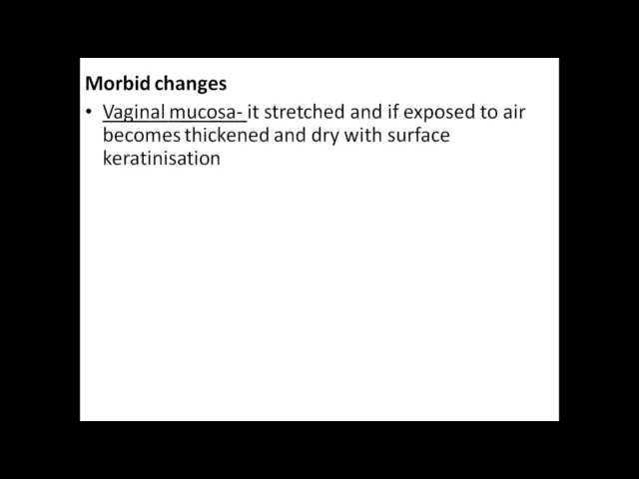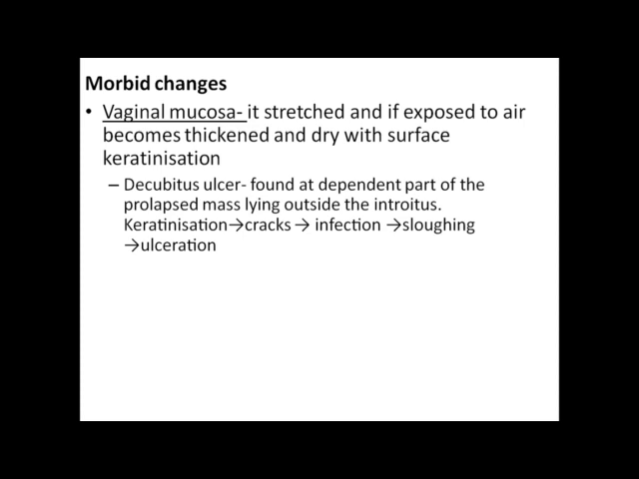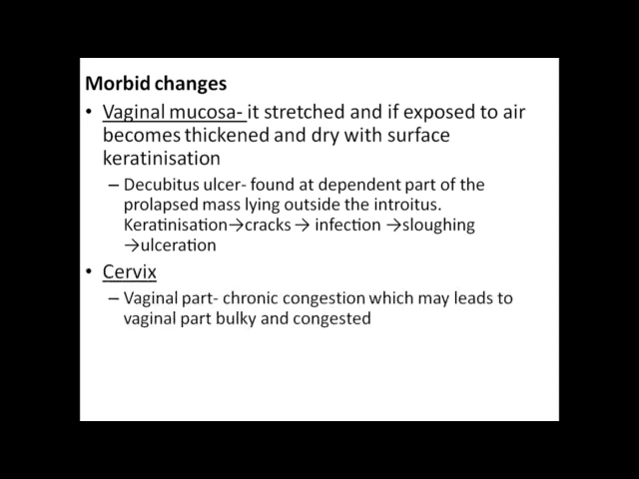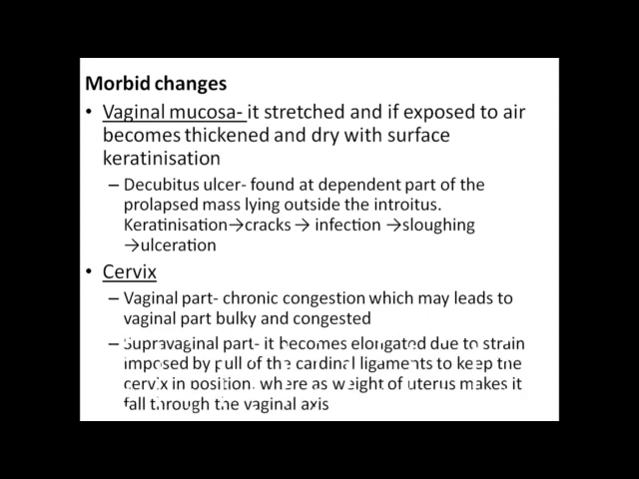Morbid changes in the vaginal mucosa. It is stretched and if it is exposed to air, becomes thickened and dry with surface keratinisation. Decubitus ulcer found in the dependent part of the prolapse mass lying outside the introitus. Keratinisation leads to cracks, which leads to infection and sloughing and ulceration. Cervix, vaginal part, chronic congestion which may lead to the vaginal part becoming bulky and congested. Supravaginal part, it becomes elongated due to strain imposed by the pull of the cardinal ligaments to keep the cervix in position, whereas weight of the uterus makes it fall through the vaginal axis.